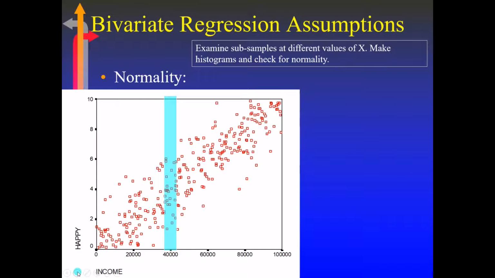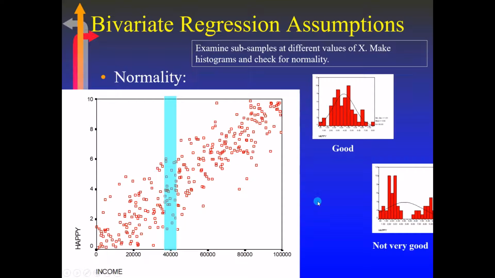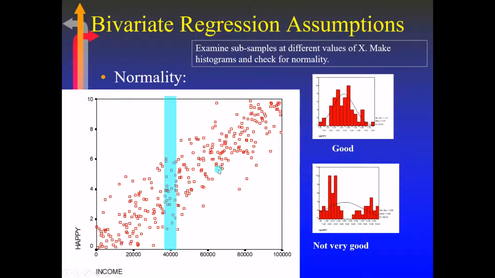We examine subsamples at different values of x and make histograms. Here's a histogram. There's a lot of detail there, but it's sort of mound-shaped, okay? So this is good. This, on the other hand, if we were to check another slice and we got something bimodal like this, that would not be very good. I know what you're thinking. Do we have to take a scatter plot and take slices out of all of it and check this? The answer is no. We've got quicker ways than that.